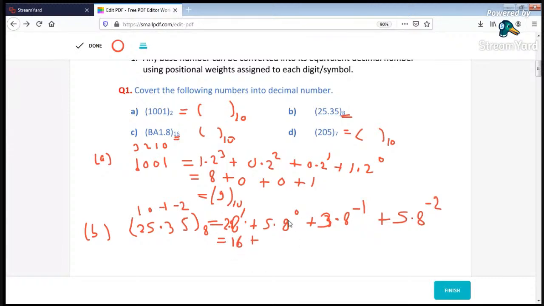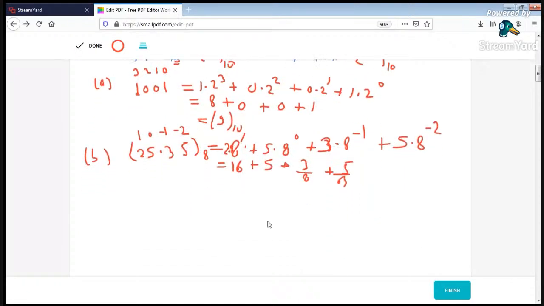8 to the power 0, this is 1. 1 into 5, this will be 5. Plus 3 by 8 plus 5 by 64. After solving this one, you will get this: 16 plus 5 will be 21, plus 3 by 8. And this will be the value of 3 by 8.